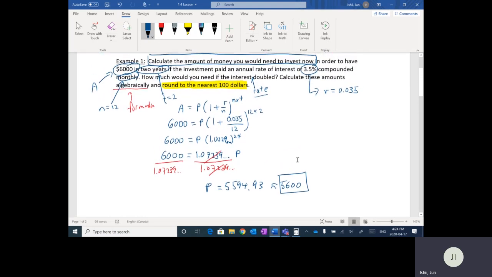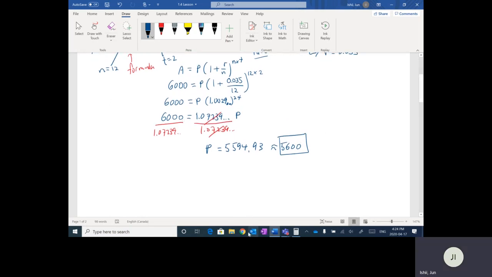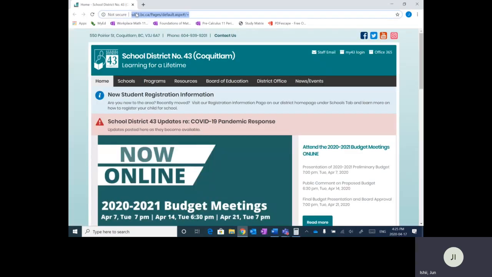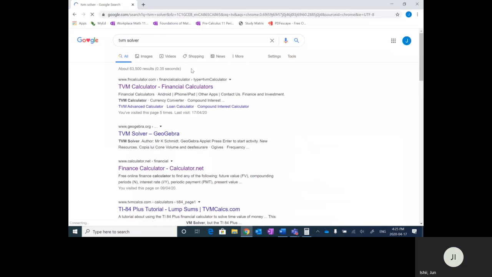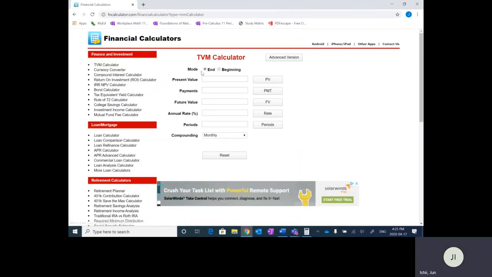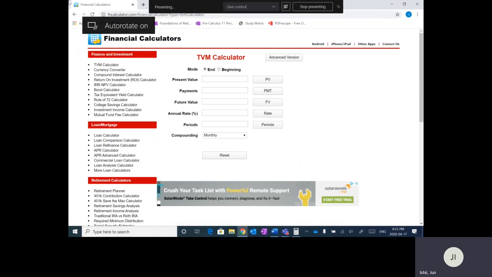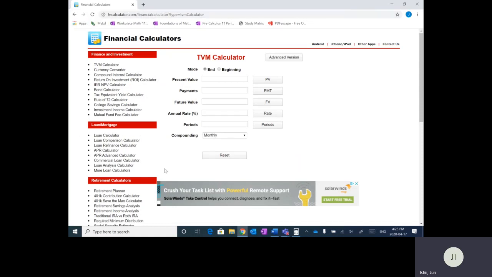Now what I'm going to do is, rather than going into the next one here, I'm going to do this quickly with the TVM solver that I showed you on the last lesson, and just make sure we get the same numbers here. Okay, so just pull that up. Here I'm just going to plug in the values. Present value is what we're trying to find. We're trying to find the principal.